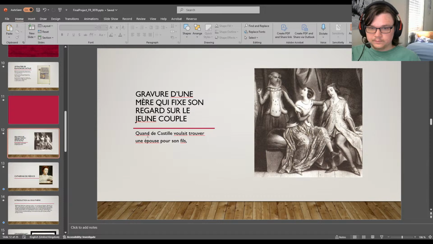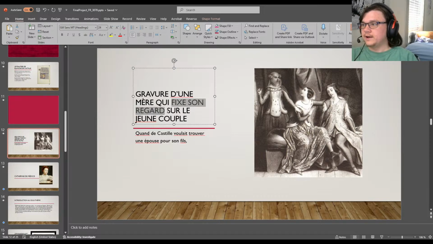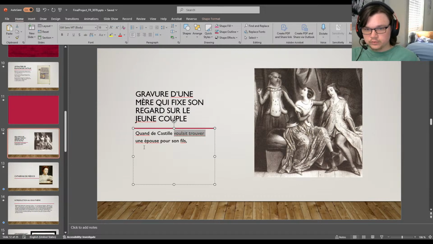We're working on this. Okay. So this is an engraving of a mother who fixes her regard, or fixes her eyes, her gaze. There we go, that's the expression. Who fixes her gaze on the young couple. Comte de Castille voulait trouver une épouse pour son fils.